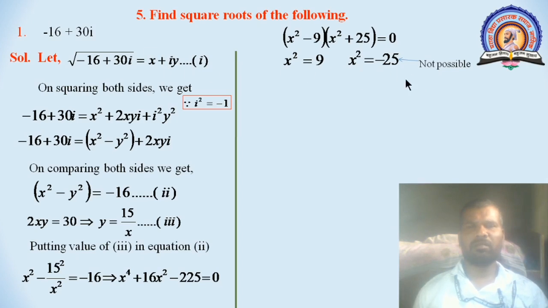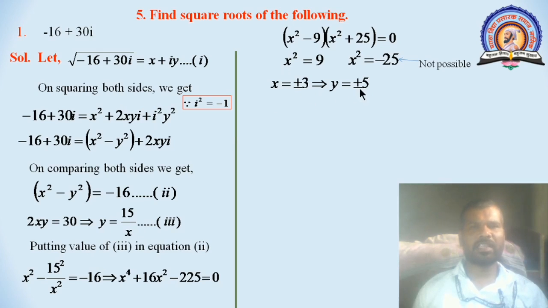In real numbers, the square of a number being negative is not possible. So x square is equal to minus 25 is not possible. We have x square is equal to 9. Therefore x is equal to plus or minus 3. Put this value in equation number 3. We will get y is equal to plus or minus 5.